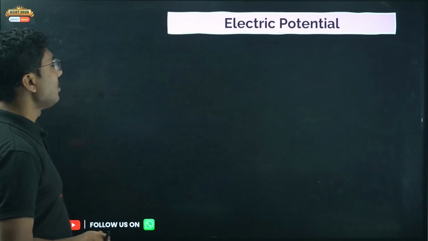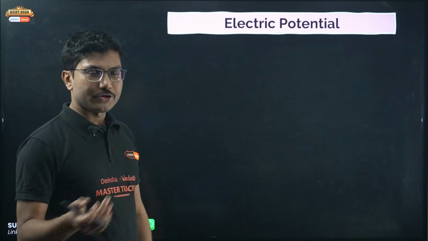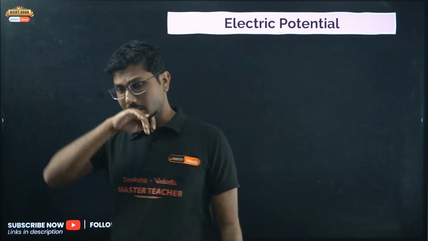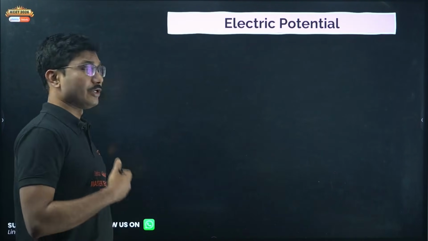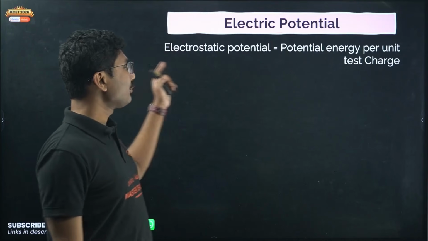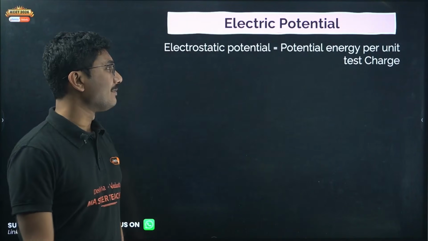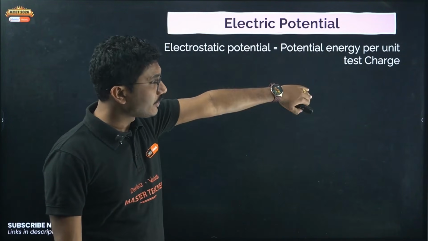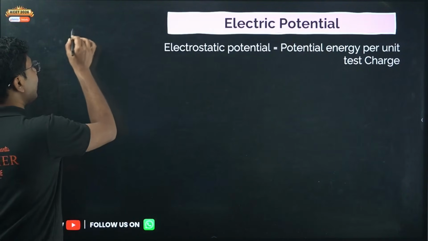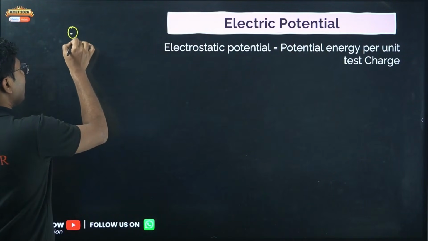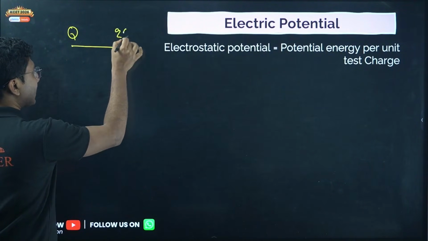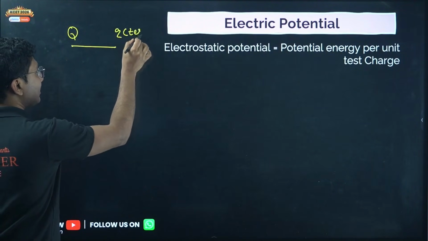Now let's continue with electric potential. So far we have been discussing potential energy. Now we are moving into potential. So are they the same quantity or not? Let's see. Electrostatic potential is basically given by potential energy per unit test charge. So potential energy was when we have a charge Q and a small charge q. This was our test charge.